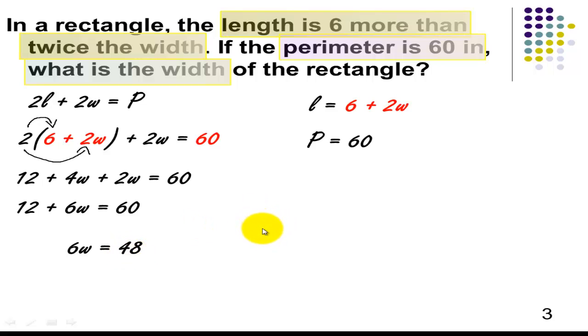Next, divide both sides by 6. We'll get W equals 8. And then we're done. This is now the width of your rectangle.